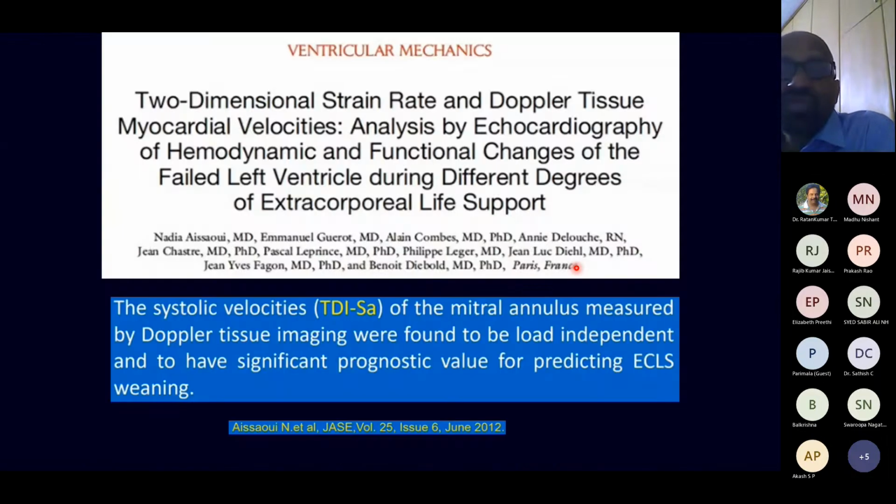The septal velocities may also be used, which have a significant prognostic value for predicting weaning from extracorporeal life support systems.